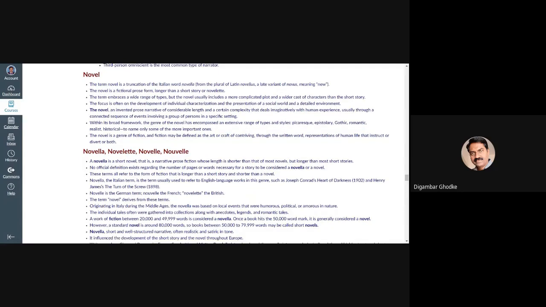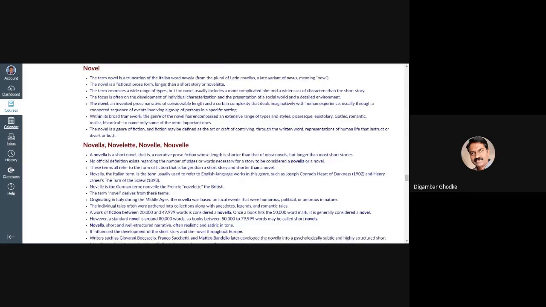And the term novella, which is also referred to as novelty or novelli. The term novella is a short novel. It means a short novel. Means it is a narrative prose fiction whose length is shorter than that of most novels, but longer than most short stories, modern short stories that we talked about in my previous lecture or discussion on the modern short stories.